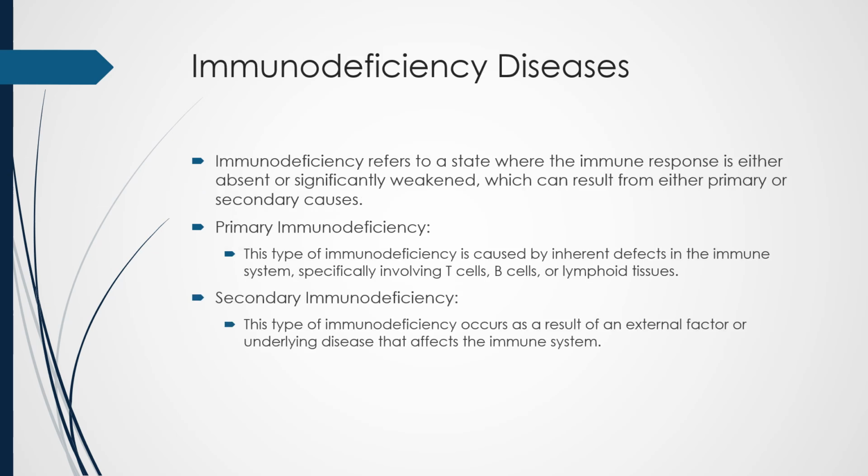Immunodeficiency refers to the state where the immune response is either absent or significantly weakened, which can result from either primary or secondary causes. Primary immunodeficiency is a type of immunodeficiency that is caused by inherent defects in the immune system, specifically involving T cells, B cells, or lymphoid tissue. These defects can be genetic and often lead to congenital disorders that impair the immune response.